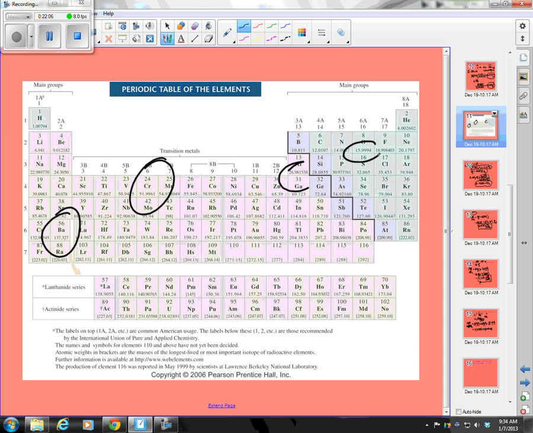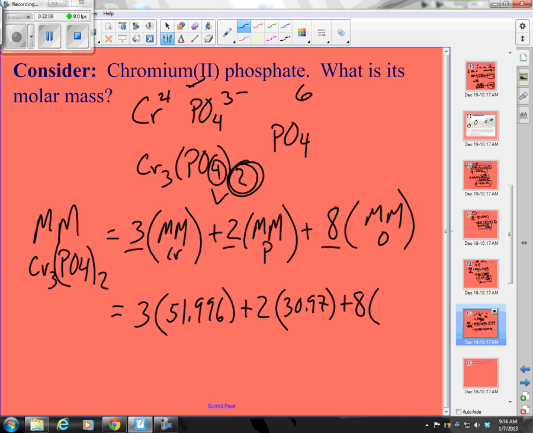Oxygen is 15.999. You know what I use instead of 15.999? I use 16.00. I round that, and that's in grams per mole. Good. So here we go. And I'm going to be limited to what? Hundredths in my units. So I take 3 times 51.996 plus 2 times 30.97 plus 8 times 16, and I get 345.928. But I can only be significant here to my hundredths. So 345.93 grams per mole.